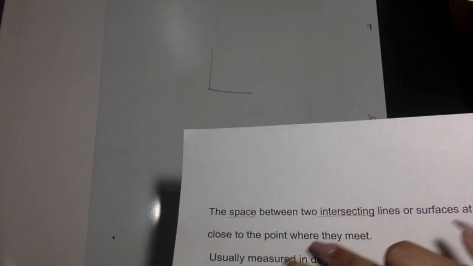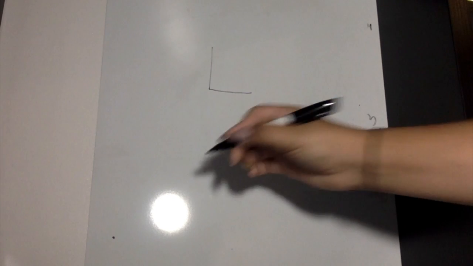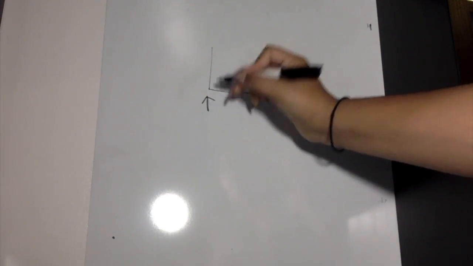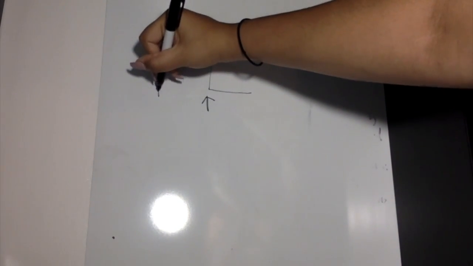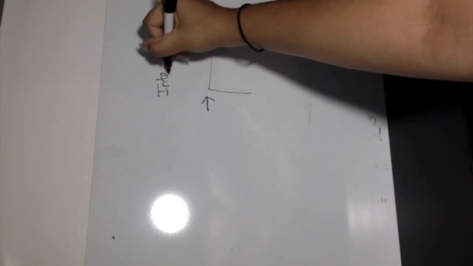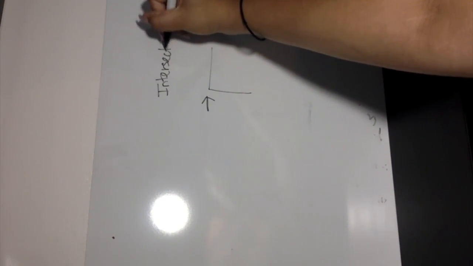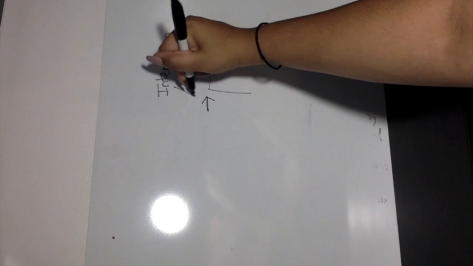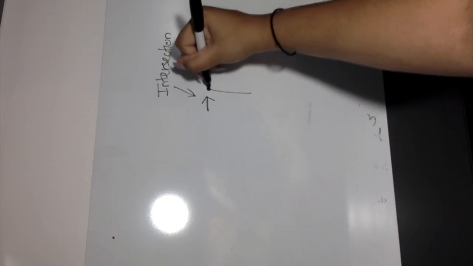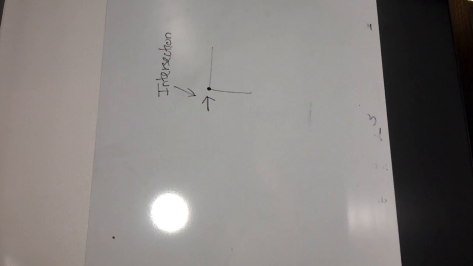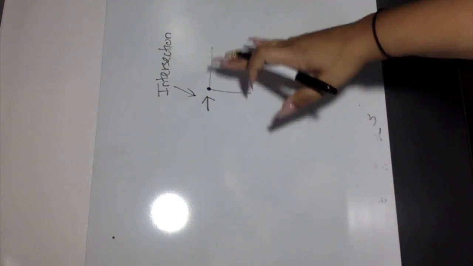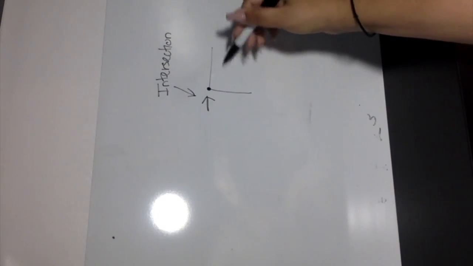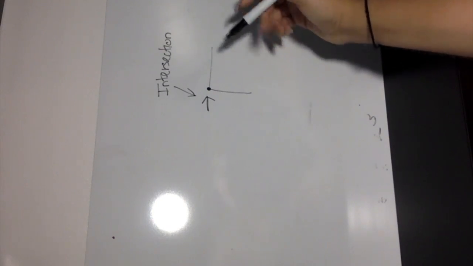The second part of the definition says, or close to the point where they meet, usually measured in degrees. So right here, this is the intersection like we just said. I'm going to label that over here. Intersection. And I'm going to make it darker. The space between two intersecting lines, so this space right here is what our angle is.